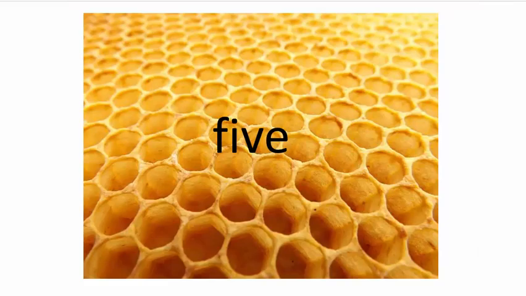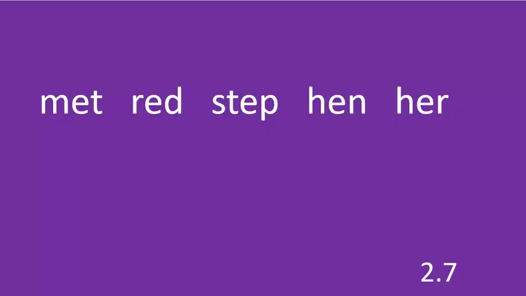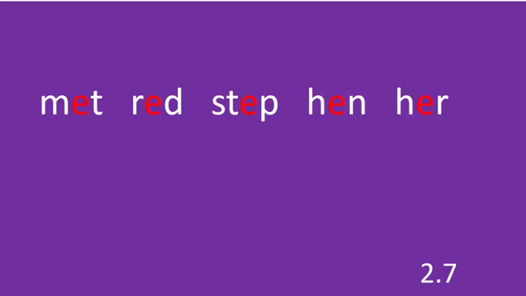Orthographic syllable pattern 5. Look at these words: met, read, step, hen, her. How many vowels are in each of these words? There's only one vowel in each word. How do the words end? They end in at least one consonant after a vowel. This sounds like a closed syllable. The vowel sound in a closed syllable is short. Met, read, step, hen. These words have short vowel sounds.